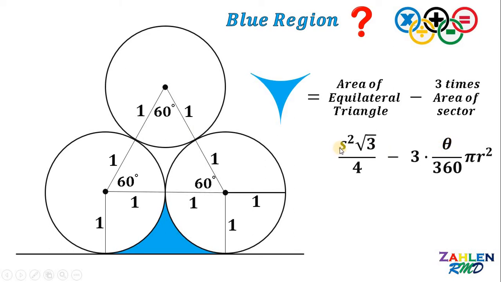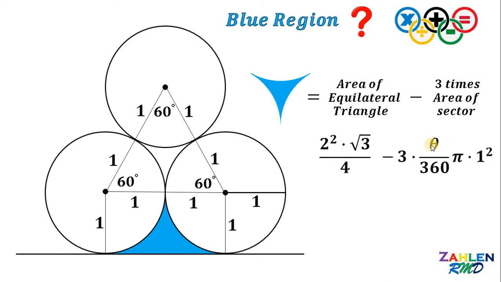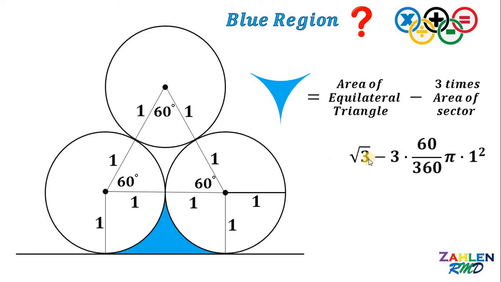Now, let's substitute. S must be equal to 2 because the length of the side of this triangle must be equal to 2 units. And then the length of the radius must be 1. And then the theta is 60 degrees or simply 60. Now let's simplify. 2 squared will give us 4. And then 4 divided by 4 will give us 1. Thus, this is equivalent to square root of 3.